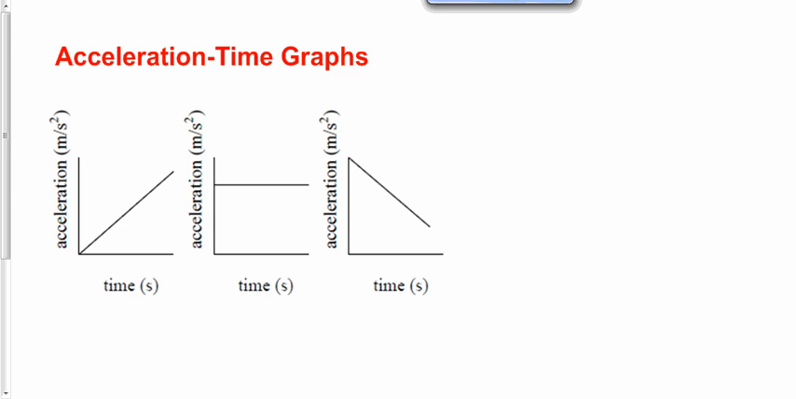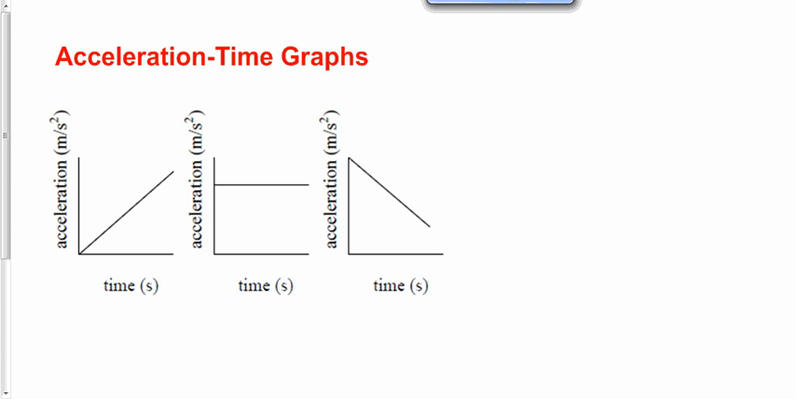So it's acceleration at a certain time as opposed to what the velocity is or what the position is as a function of time. Notice the graphs have acceleration on the y-axis, time on the x-axis. The title is acceleration time or acceleration versus time.